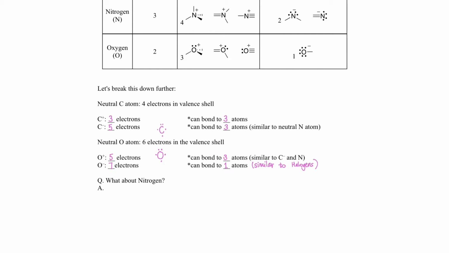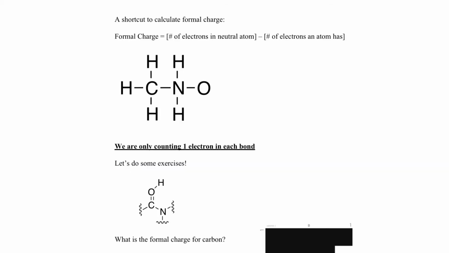In organic chemistry, we talk about formal charges a lot of the time. Formal charge isn't on the entire molecule. Instead, it's on specific atoms. There is a shortcut to calculate formal charges. The formal charge of an atom is going to equal the number of electrons in the neutral atom minus the number of electrons an atom currently has. Let's box that up.